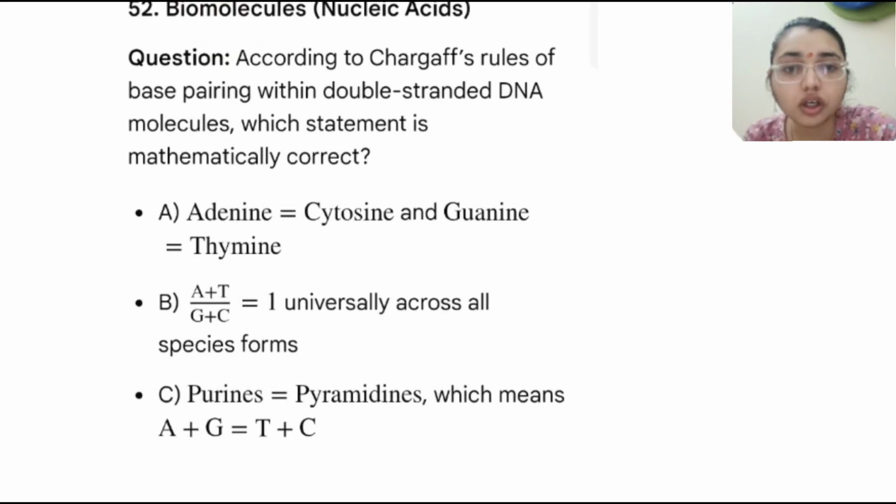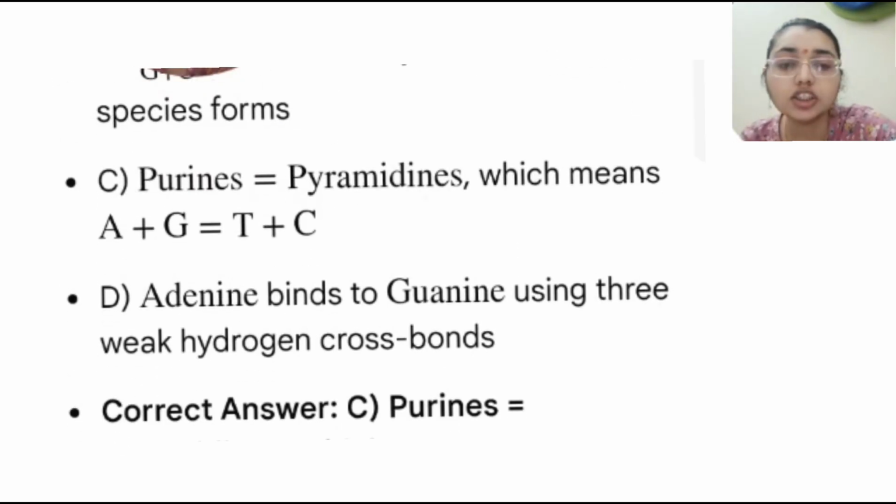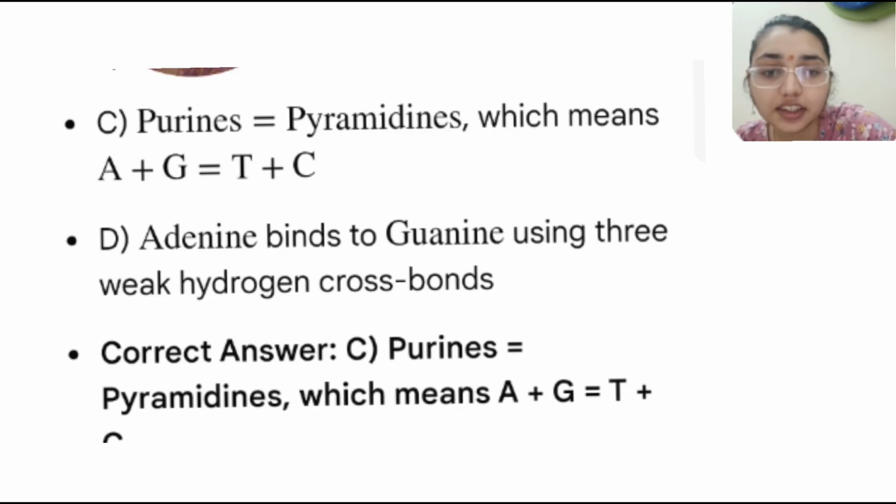So according to Chargaff's rule of base pairing within a double stranded DNA molecule, which of the statements is mathematically correct? So purine is equal to pyrimidine, which means A plus G is equal to T plus C. Chargaff's rule states that in a double stranded DNA base pair, A is equal to T, and G is equal to C, having triple bond. The total amount of purine is equal to the total amount of pyrimidine, that is A plus G is equal to T plus C. So the ratio A plus T upon G plus C varies between different species but remains constant within a single species.